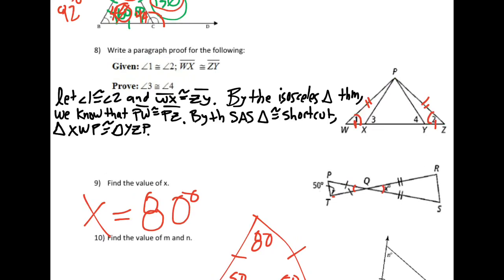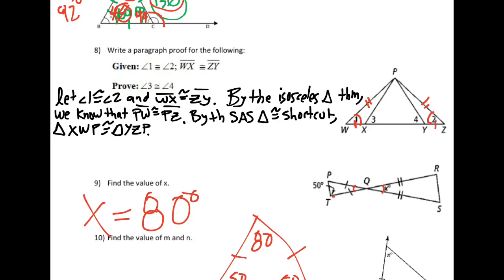I don't remember which way I said the triangles, but as long as you put corresponding pieces in the correct spot, XWP, YZP, that's fine. WXP, ZYP, that's fine. PXW, PYZ, that's fine. PWX, PZY, that's fine. All those things are fine. Just make sure you put it in the right order.